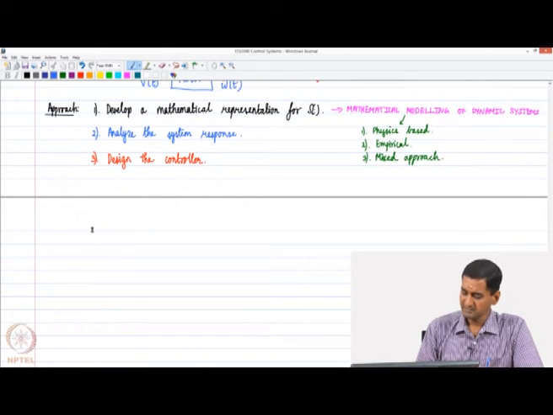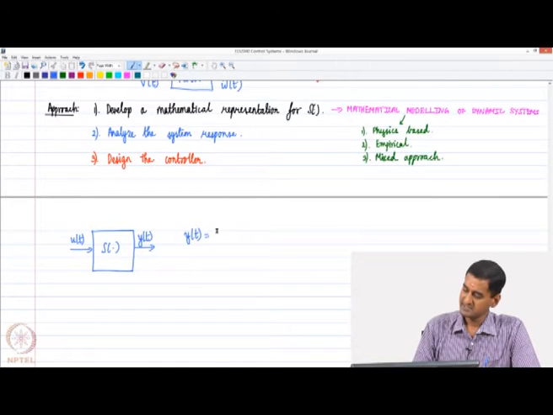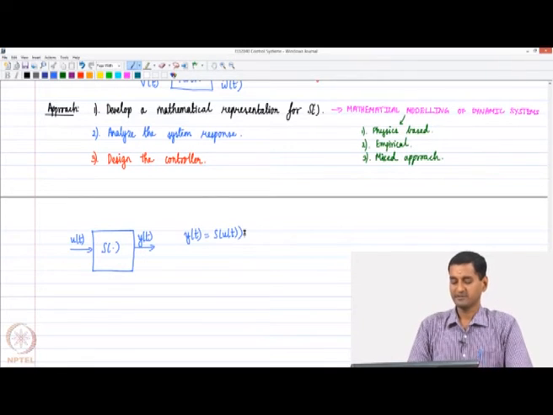What do we mean by these models, how do we get them, and what do we use them for? That is something we need to understand. Once again, I am revisiting our idea of what we mean by a system. For us, a system is a mapping between u of t and y of t.